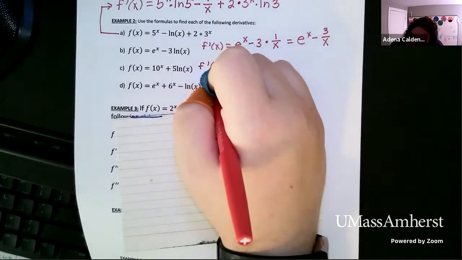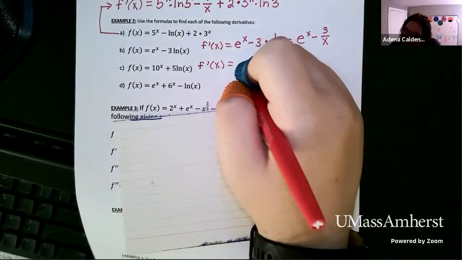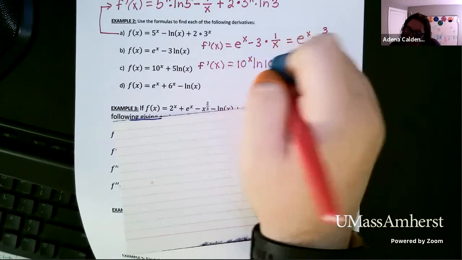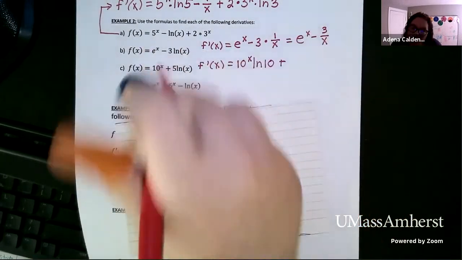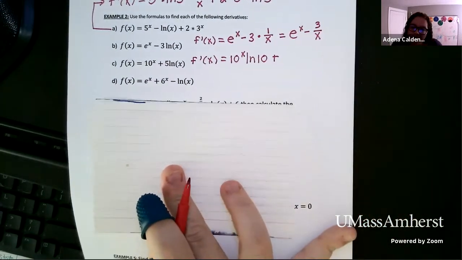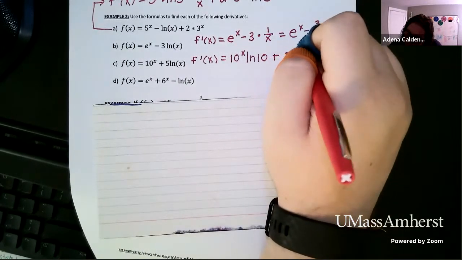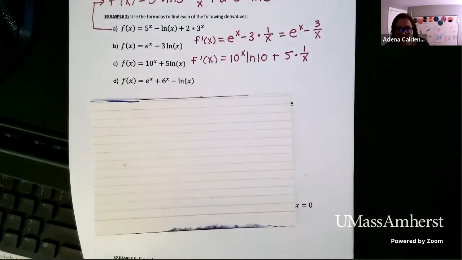For part C, we start with 10 to the x. So again, exponential, we have 10 to the x times ln 10, plus, now we have a 5 times ln x. So again, we're going to use the constant multiple rule. So we have 5 times the derivative of ln x, which is 1 over x.